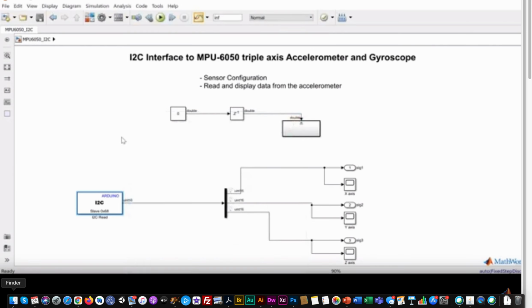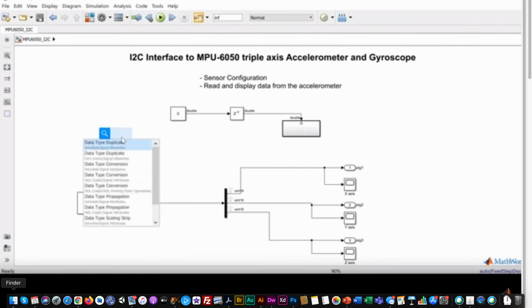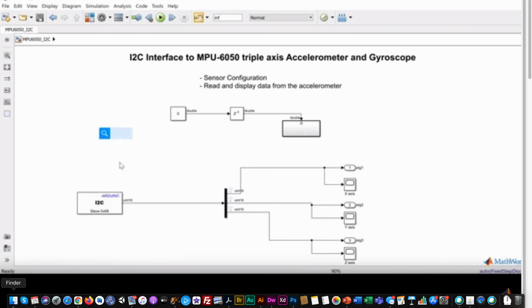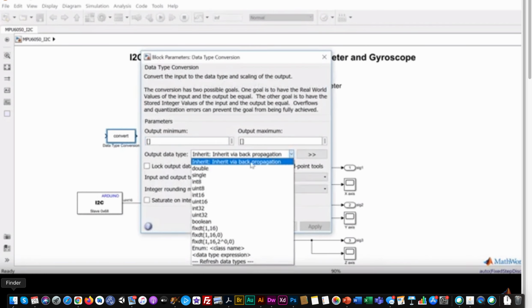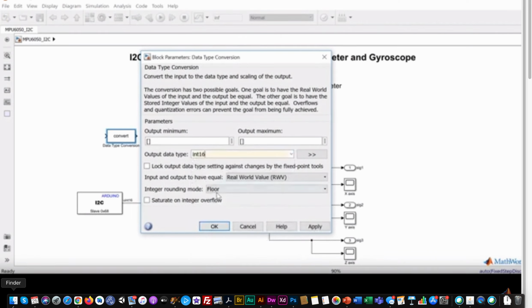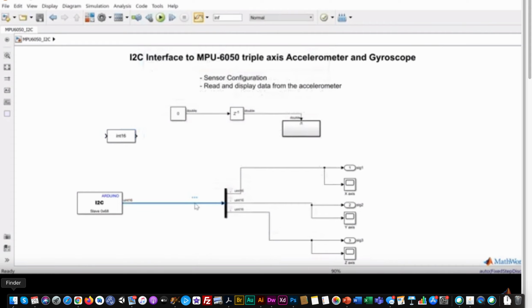So let us do that. Let us add a data type conversion block. Set the value of the data type in it as int16. Let us add it here. One student said this was not necessary, but we can now run our model. You can verify it.